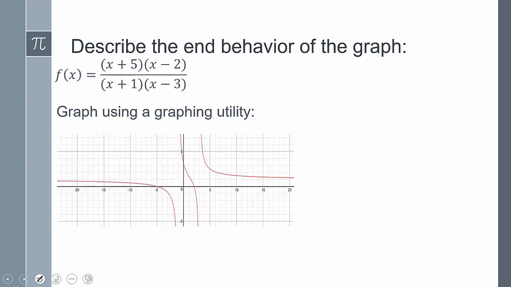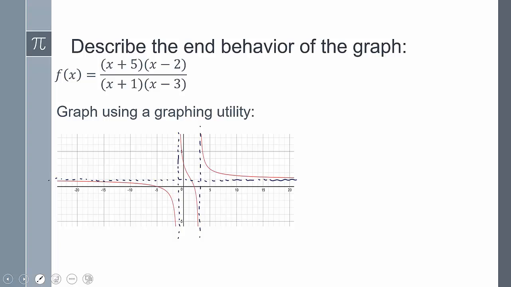Let's look at another one. Again, it's kind of weird looking, right? We're like, oh man, look at this rational function. It's doing all these weird things. Okay, here are the asymptotes. I drew them in. We have -1 and +3 for the vertical asymptotes. And again, we have y equals 1 for the horizontal asymptote.